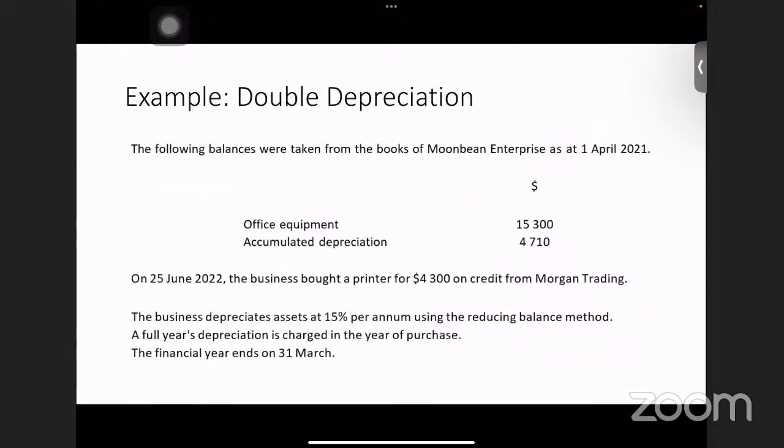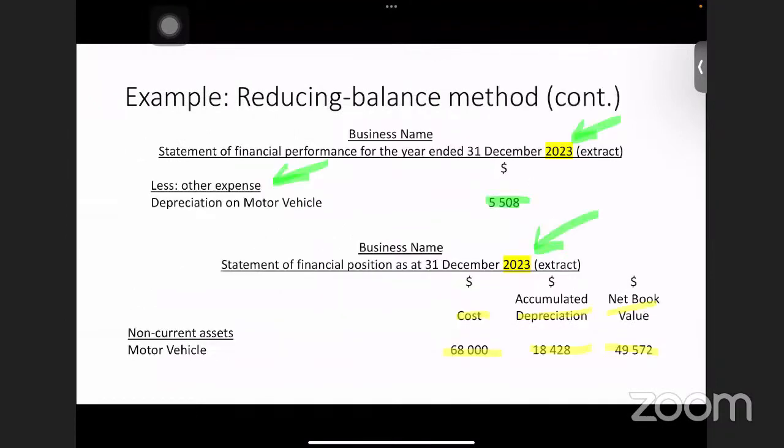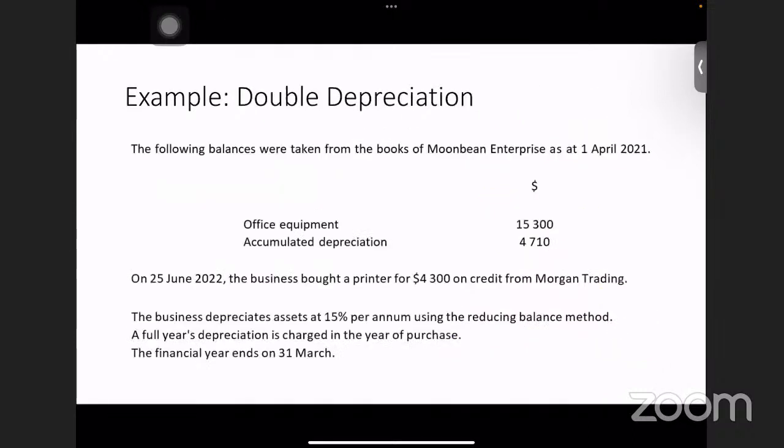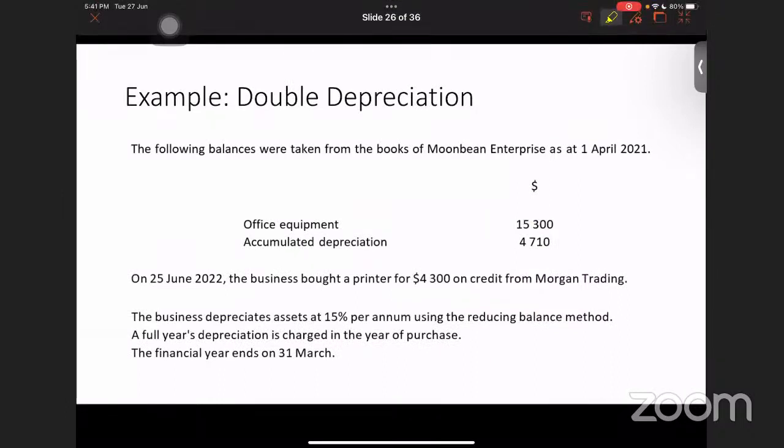Okay, good to go. So now we will take a look at this question where we have 2 assets involved. So the previous one is just for me to introduce how to depreciate, how to extract depreciation for different years, how to show and present in your financial statement. So now this will be like a more exam standard kind of question, okay, where you have 2 assets at the same time. So for here, let's highlight the keywords.